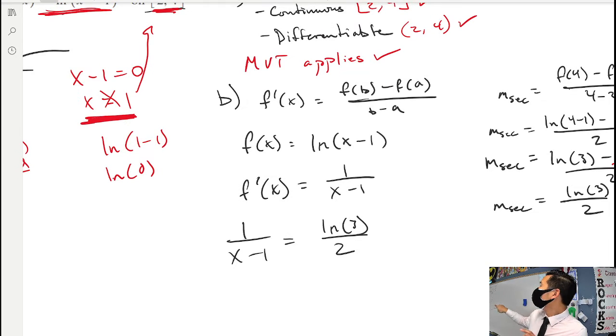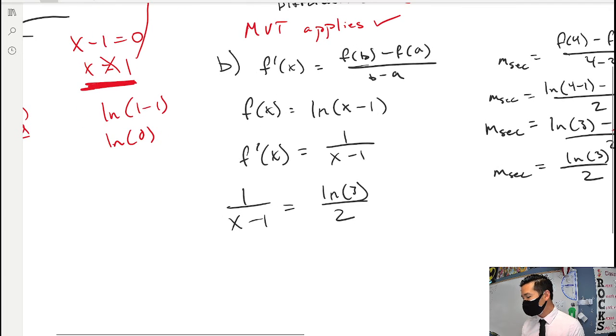So, I found the derivative. I found the slope of the secant line. I'm just going to set them equal to each other and find out what x has to equal for this to be equal to that. Now, solving this algebraically is a little bit of a pain, but luckily I've shown you guys how to deal with fractions, right? I can get rid of some of the fractions. I can cross multiply things, or I can just flip this. My x is in the denominator. If I just cross multiply, check this out. I can rewrite this as x minus 1 is equal to 2 over ln of 3.